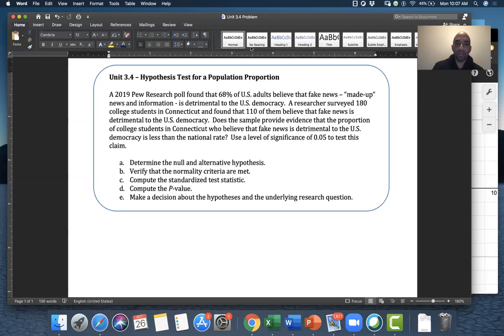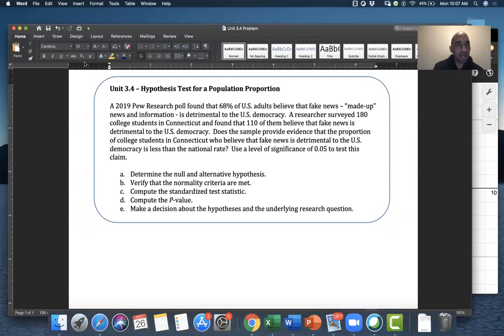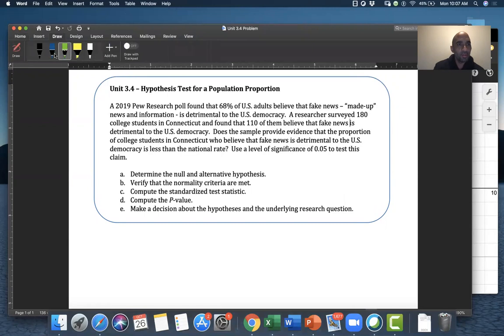So the research question, which is identified here, is focusing on the population of college students in Connecticut. So we really want to understand the proportion of college students in Connecticut who believe that fake news is detrimental. This is basically the population proportion of interest. So as we get to part A, I want to just do some labeling first.